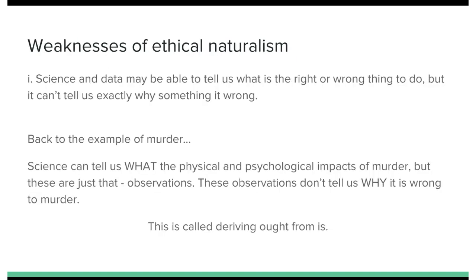Okay, so there are some weaknesses to ethical naturalism, as good as it sounds, and here's the first one. The first weakness is that science and data may be able to tell us what is the right or the wrong thing to do, but it can't tell us exactly why something is wrong. If we look back at the example of murder, the data or the science can tell us what the physical and the psychological impacts of murder are, but that's all they are. They're just observations. And these observations don't tell us exactly why it is wrong to murder.